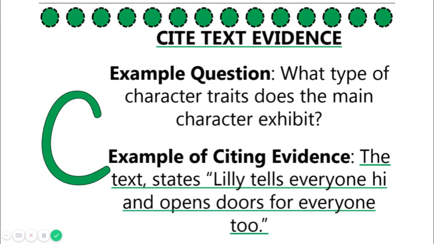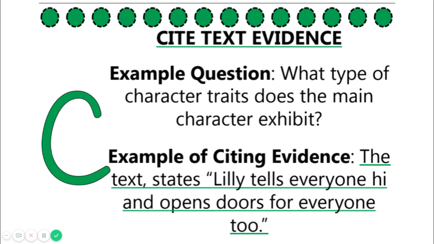So notice how I introduced this. The text states. You need to have a really good sentence starter there to let your reader know that you are about to cite some text evidence. The story shows, or the author proves, or the author shows, it can be seen, for example. Those are all really good sentence starters for that citing text evidence portion of your answer.